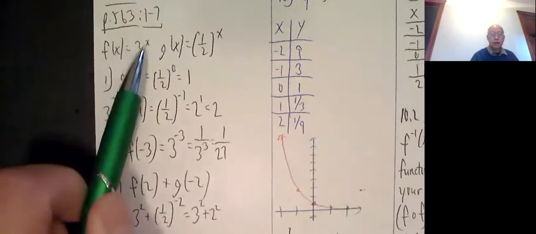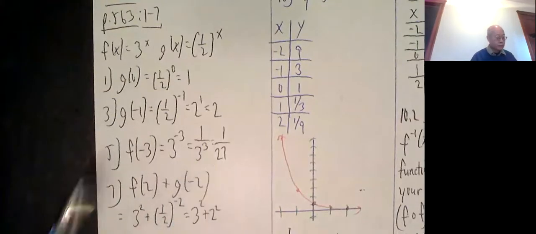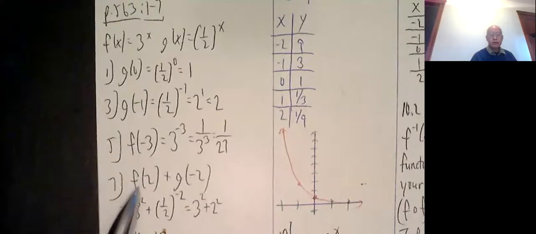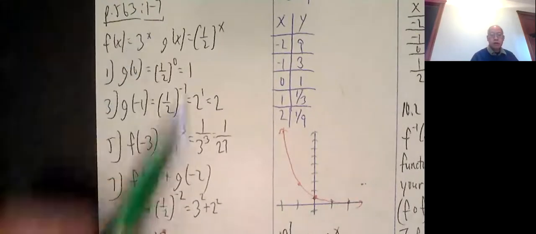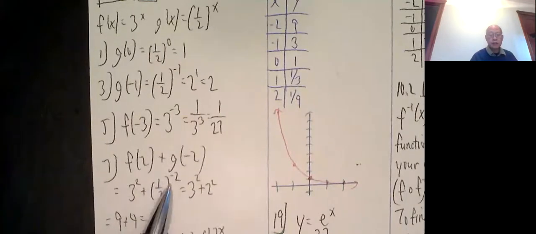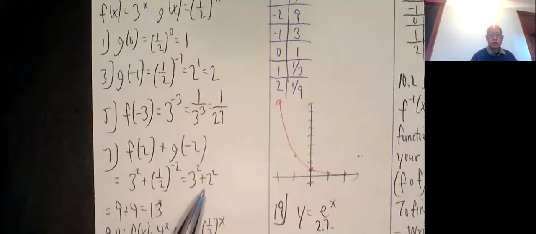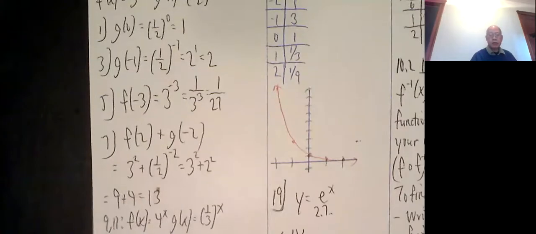F of -3, put a -3 there. So you have 3 to the -3rd power, which means 1/3 cubed, 1/27. Okay, f of 2 plus g of -2. F of 2, put 2 right there. Put -2 right there. 3 squared plus 1/2 to the -2. 3 squared plus, flip this one, make that a positive, 2 squared. So that's 9 plus 4, which is 13.